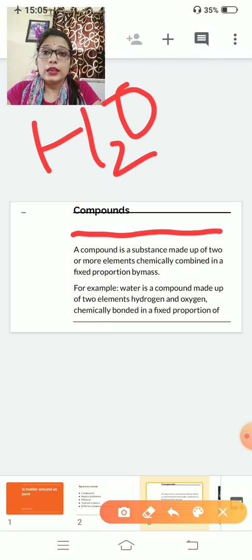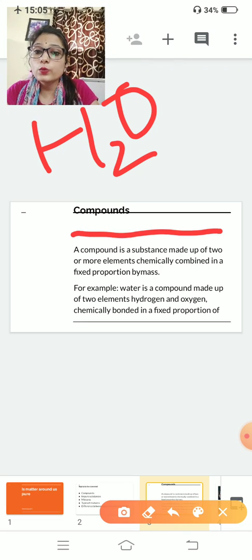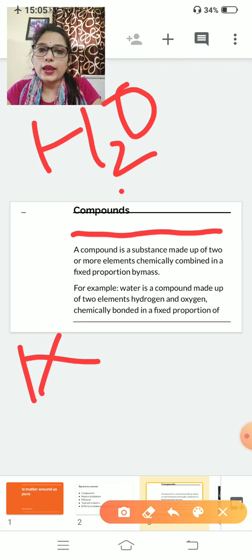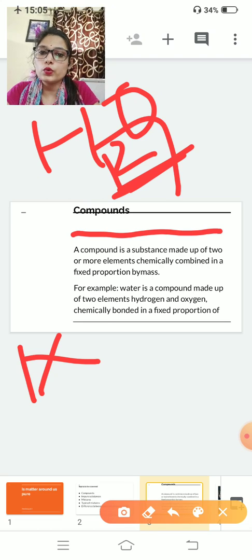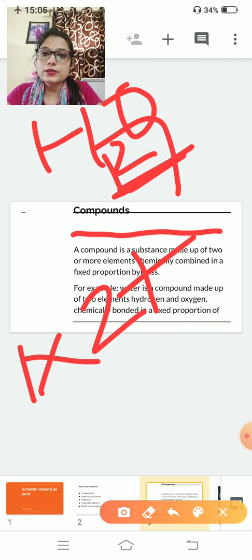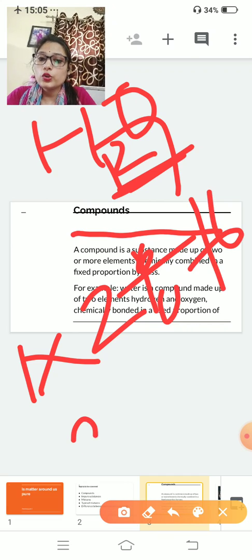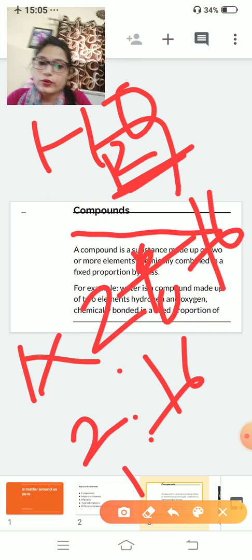Clear? What is the mass number of hydrogen in water? It is 1. How many atoms are there? 2. So 1 into 2, plus we take the ratio. Oxygen is 16. So the ratio is 2 to 16, which is 1 to 8.